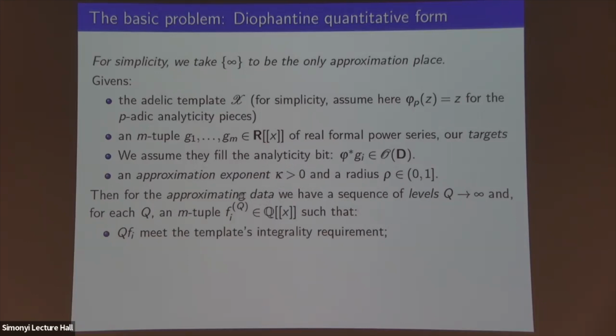It simplifies. So then suppose we have a sequence of positive integers q that go to infinity, and for each such q, we are given a rational coefficients power series. We'll think of the G_i as the target of the Diophantine approximation problem, and the F_i are like the rational approximants, but now on the level of formal functions. Now we suppose that q times F_i has the integrality requirement for this, what I call the adelic template X. So this denominator integrality type, if we clear the denominator of q, we have that. And I'll take rho to be a convergence radius common to all of these F_i pulled back by phi.